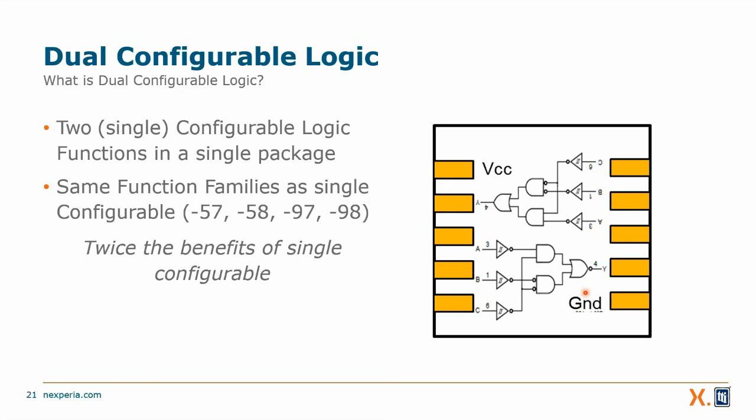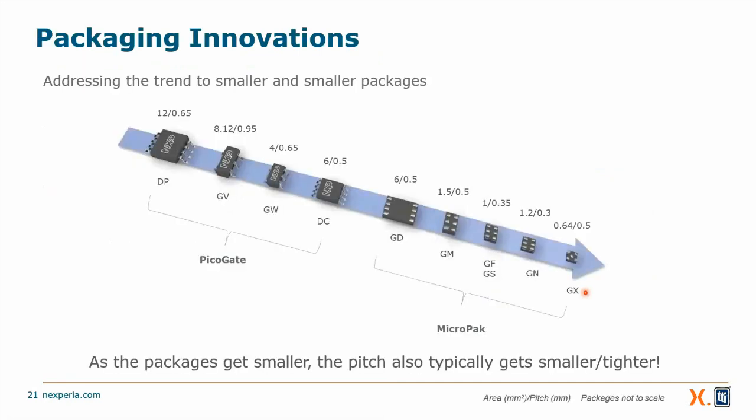They're independently configurable. So inside a single package, I can configure one to be an OR and one to be an AND, or both to be ORs, or an inverter and a buffer, or whatever I choose inside a single package. So now my savings multiply even further than before.